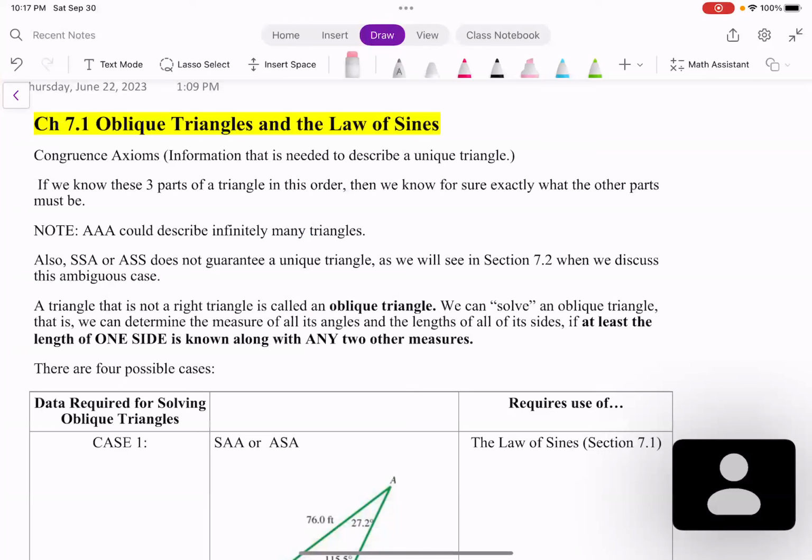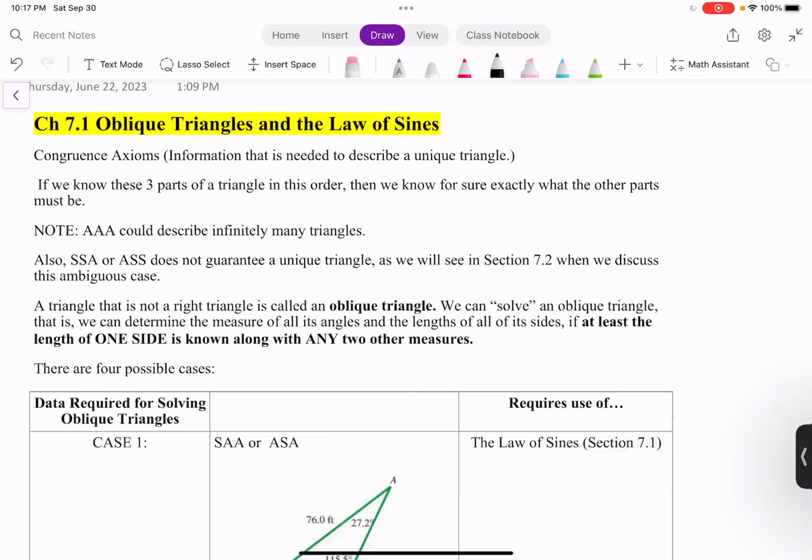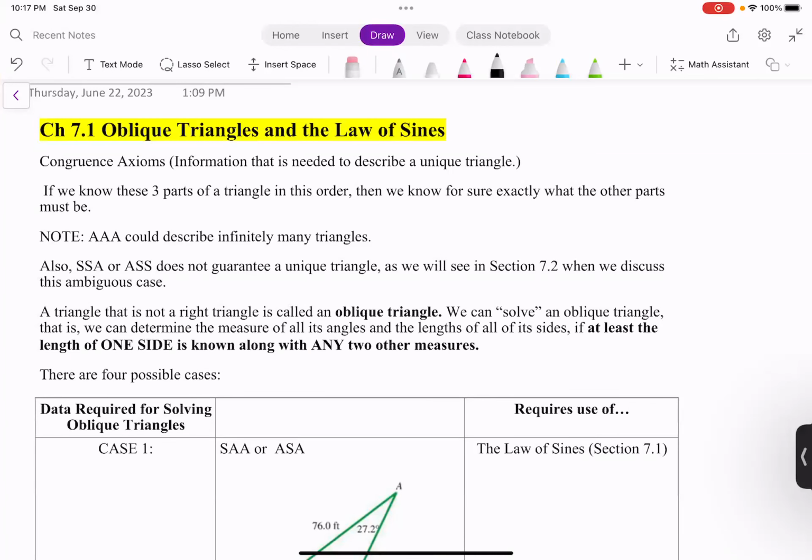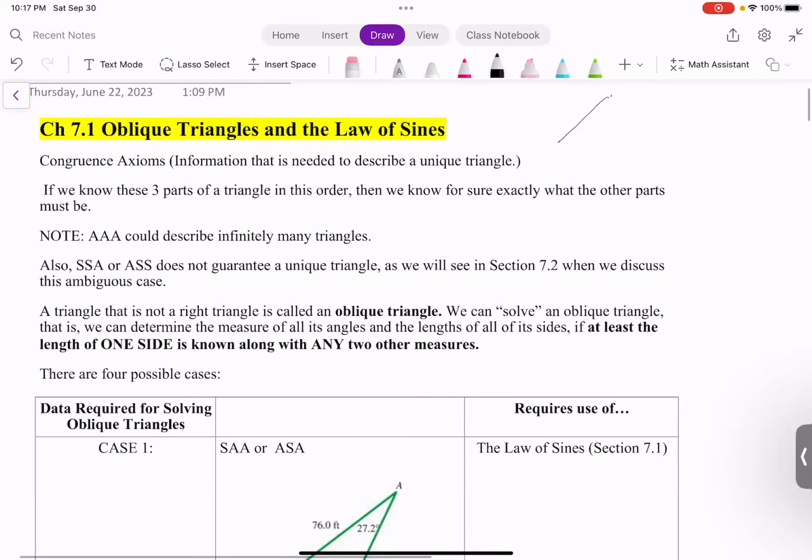In this video we are learning 7.1, oblique triangles and the law of sines. What are oblique triangles? Oblique triangles are triangles without a right angle, like an acute triangle like this, or an obtuse triangle, for example like these. So these are the oblique triangles.